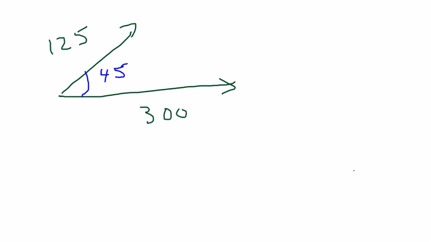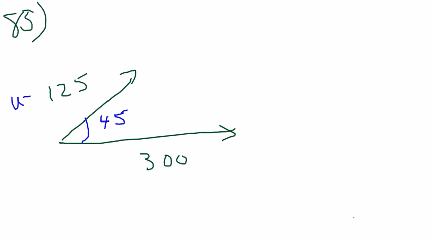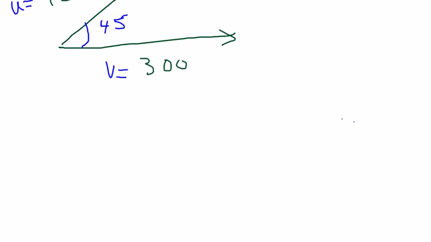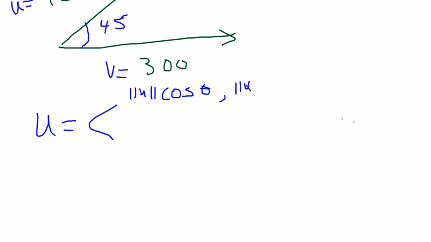So here's what we're going to do. I'll call this vector u, and this vector v. I'm going to turn vector u into its component form. Remember, it's magnitude of u times cosine of the angle, magnitude of u times sine of the angle.